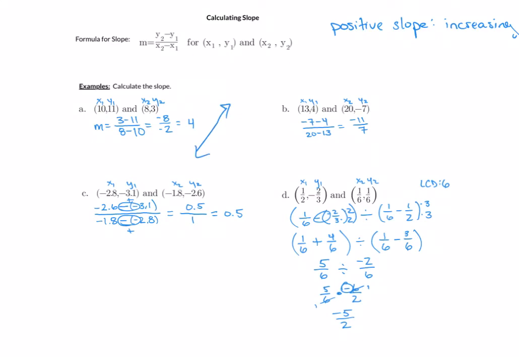4 is a fairly large positive number. That tells me that this is a steep slope. 0.5, this is a pretty small number. This is a shallow slope. But they both go up from left to right. The other one that we want to talk about is negative slope. This is decreasing. So for B and D, these are going to be going down from left to right.